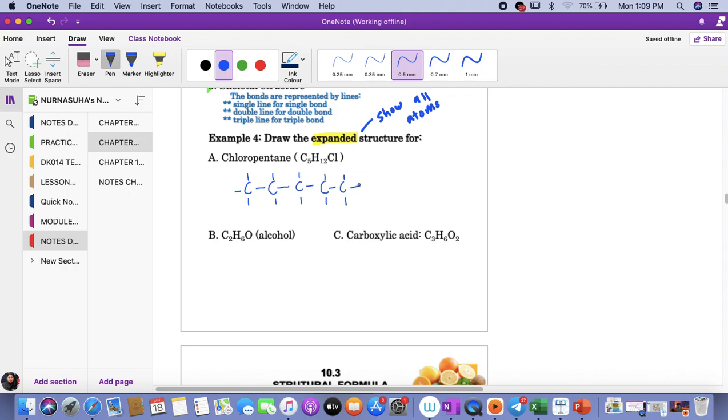Okay, now let's fill in with hydrogen. So hydrogen here ada 12. So 1, letak je mana-mana yang awak suka. 3, 4, 5, 6, 7, 8, 9, 10, 11, 12. Okay, I think ada mistake kat sini. Sepatutnya 11 lah. Sorry, sepatutnya 11. Tolong betulkan. So, ada satu klorin kat situ.